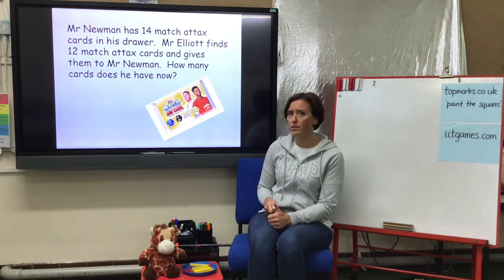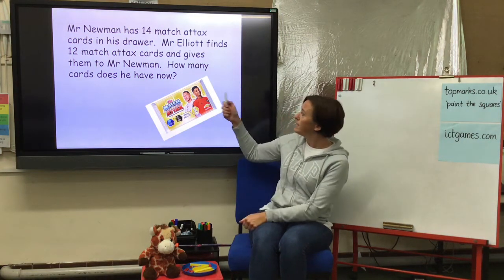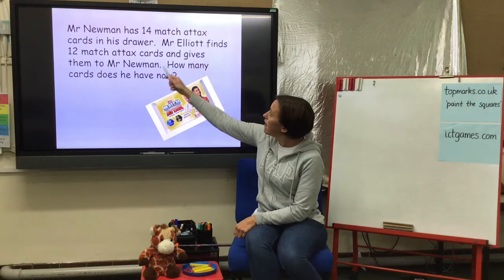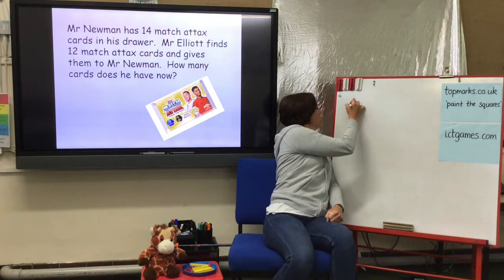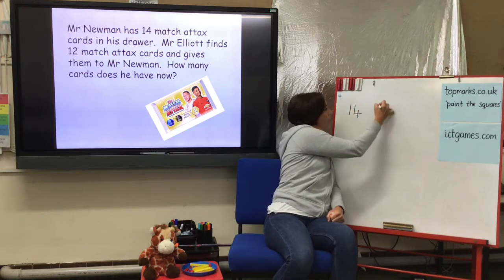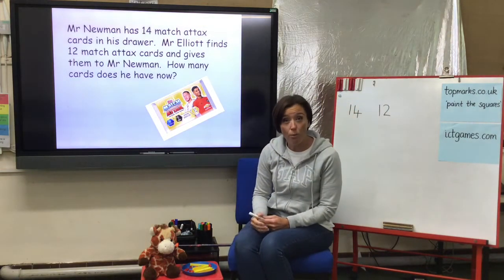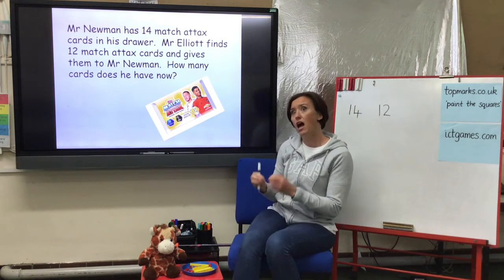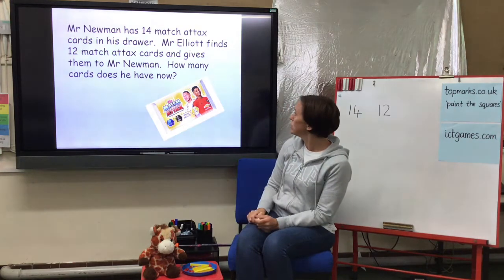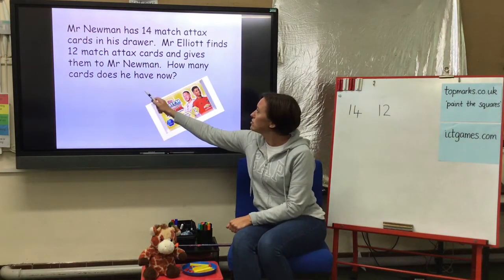Okay, first of all, let's have a look. What numbers are within that word problem? Well, straight away, I can see 14 and 12. Okay, so I think they're my numbers that I'm working with. So I've got 14 and 12. Now we need to think about what operation we're going to do. So we need to think of any keywords that tell us what operation we're going to use. The question says, how many cards does he have now?